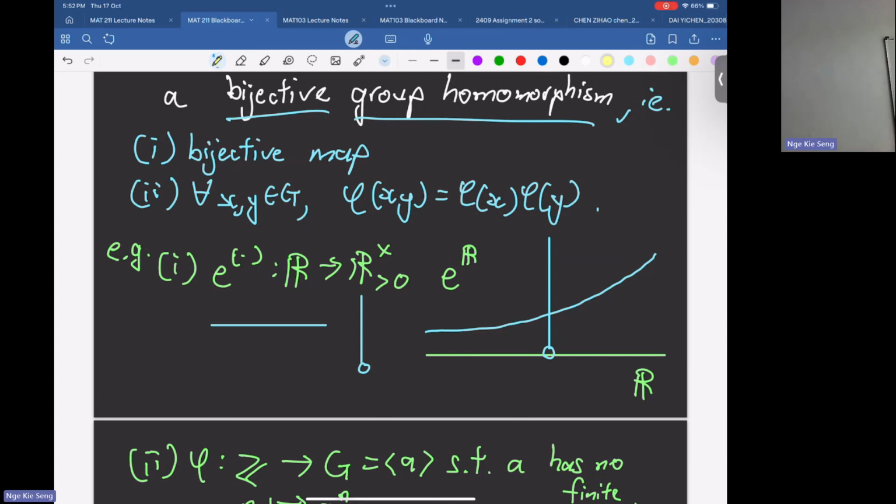Function is associative. Sorry. Group element is this. Because the composition of functions is associative.